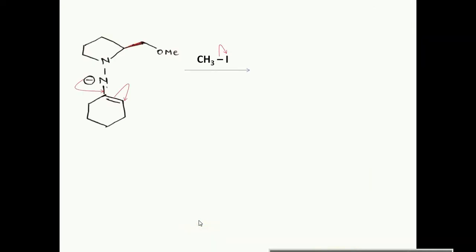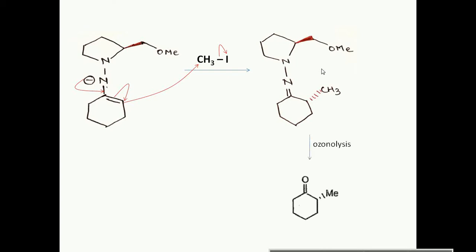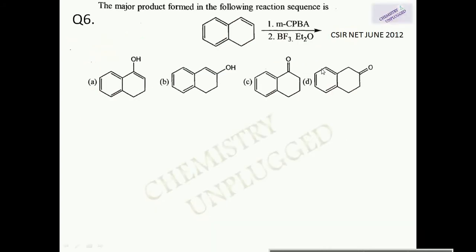In next step, this negative charge can attack on the methyl group, and because of the presence of methoxy group, this methyl group will go below the plane. It will be attached in opposite direction to methoxy group to avoid steric hindrance. Then it will undergo ozonolysis. So this part will be removed by the oxygen atom. So we have option A as a correct answer.